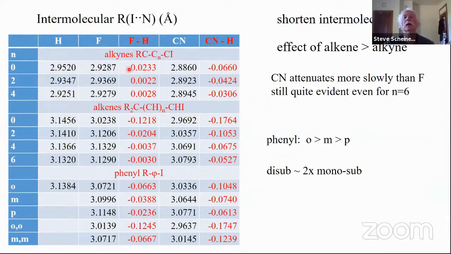And again, the alkynes have an effect which goes down essentially to 0 quickly for F. It lingers more for the cyano group. The alkenes, again, dies off quickly for F, less quickly for the cyano groups, and the trends for the phenyl groups, very similar. Ortho has a stronger effect than meta than para, and the di-substituted effect is roughly twice that.